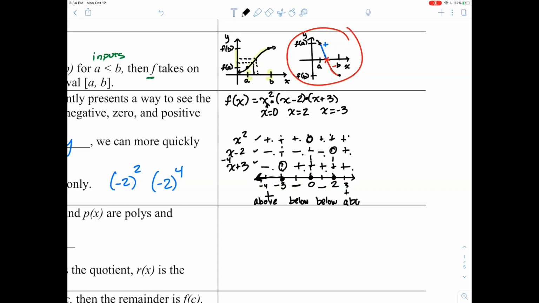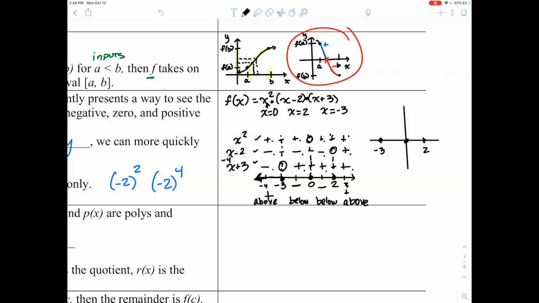So now you're going to be above the graph again. So what would this graph possibly look like? Now I'm just going to sketch it. And I have a 0 here at negative 3, so my graph is going to cross there. A 0 at 0, and a 0 at 2.